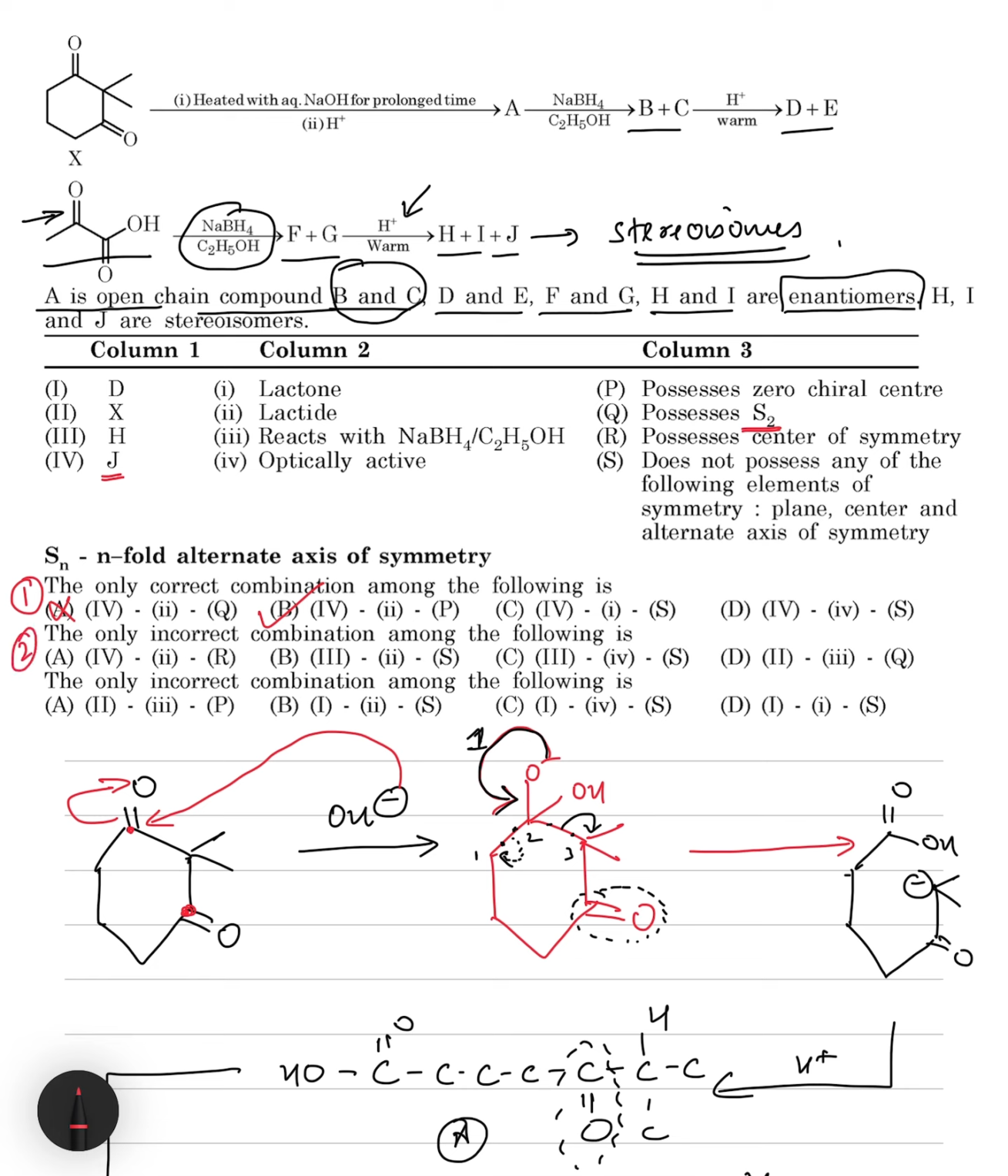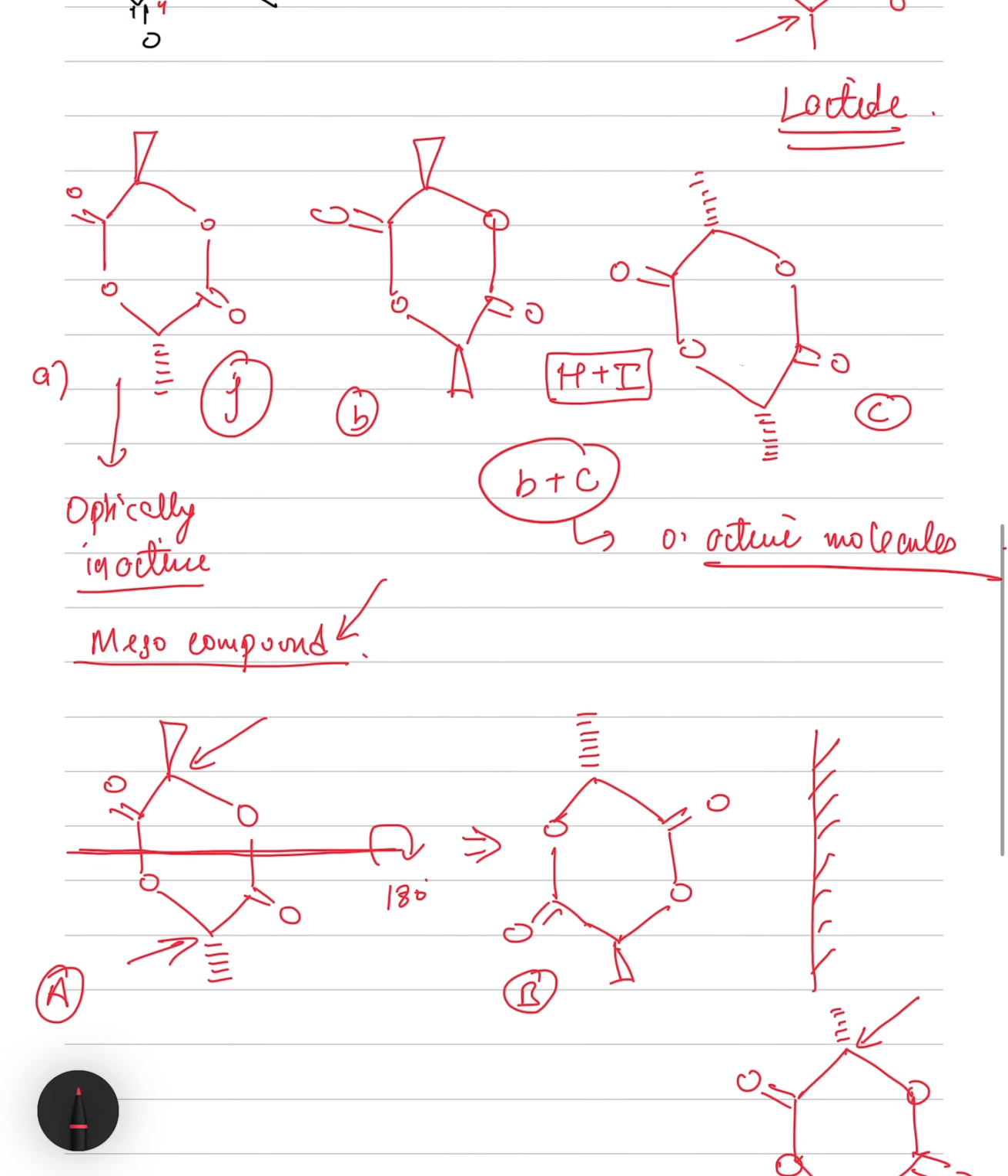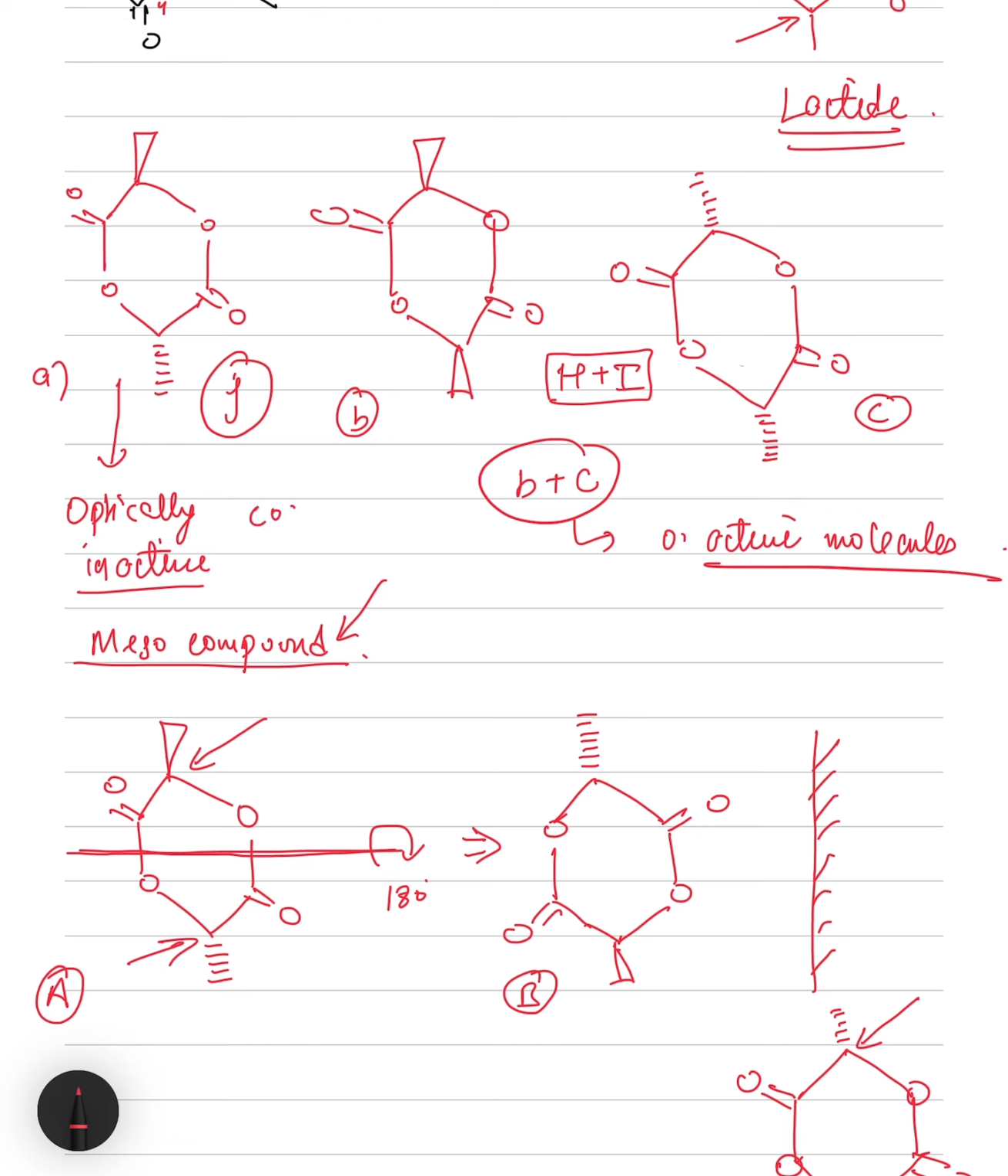The second question says: the only incorrect combination among the following. So let's try to find out. Now the first option is 4, second, R. Fourth is J and second is lactide, and R says it possesses centrosymmetry. That is correct, right? We have already written that the J molecule is optically inactive because it has COS.